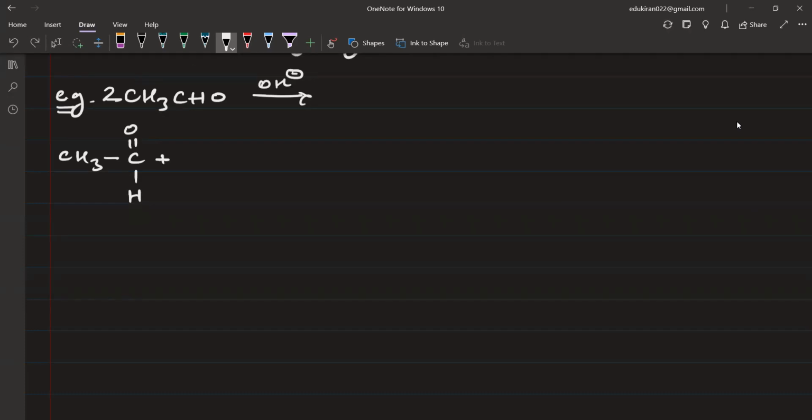So for the next molecule, for the second molecule, you will expand the alpha carbon. You will expand the alpha carbon. Tell me which is the alpha carbon here, 1 or 2? Which is the alpha carbon, 1 or 2? Which is the alpha carbon?